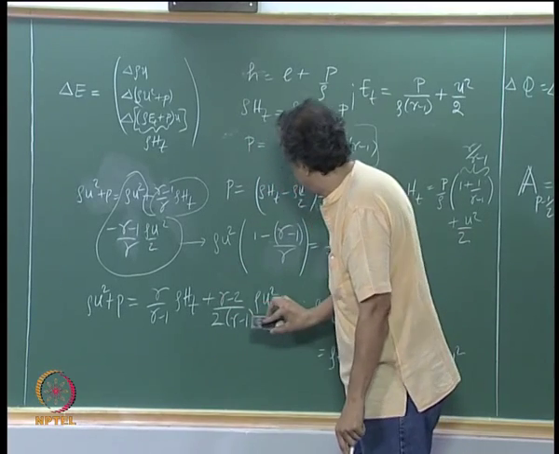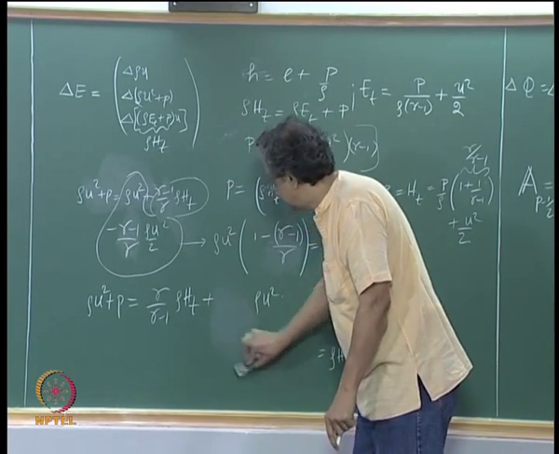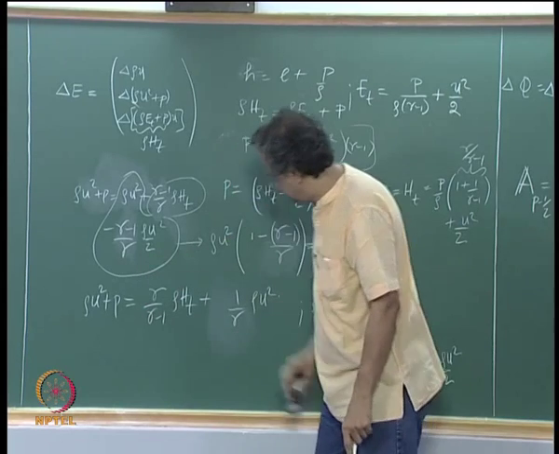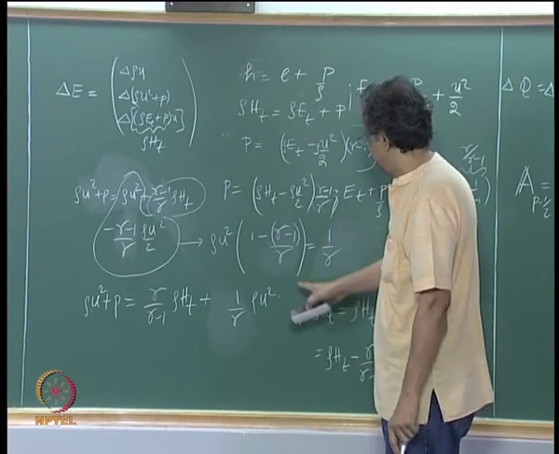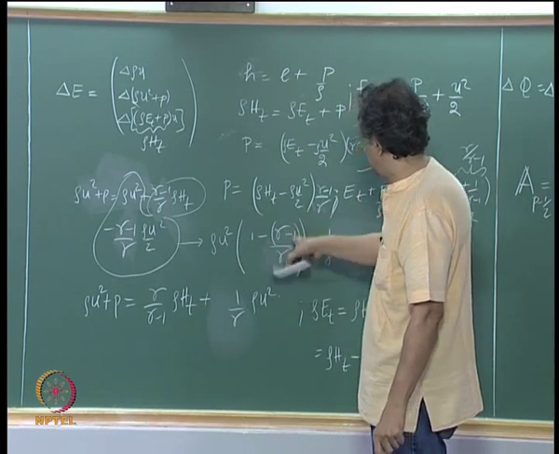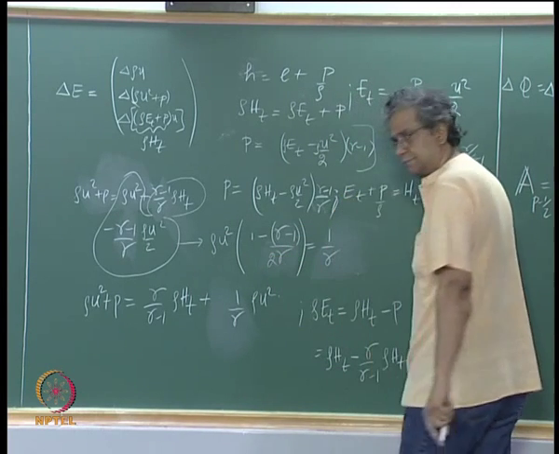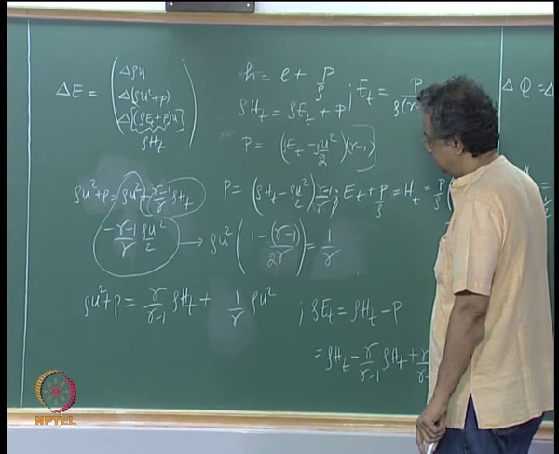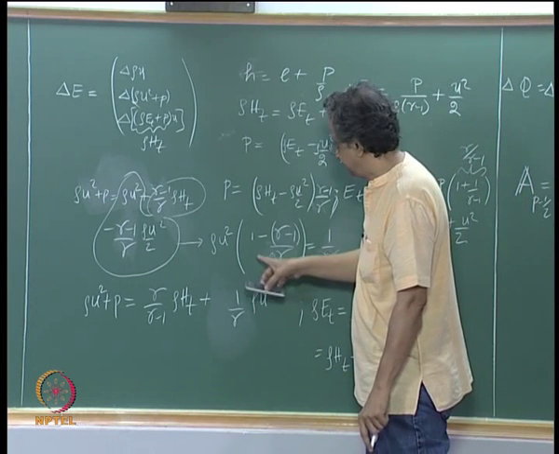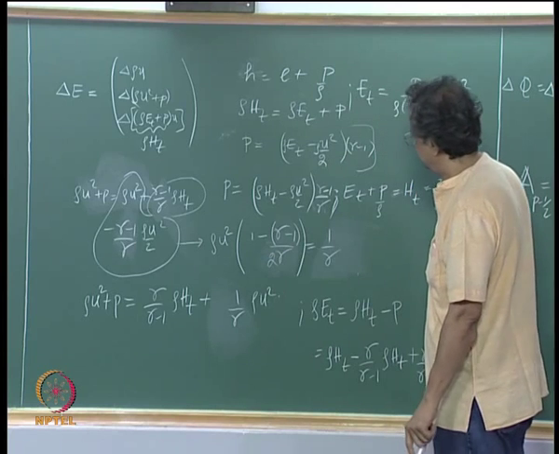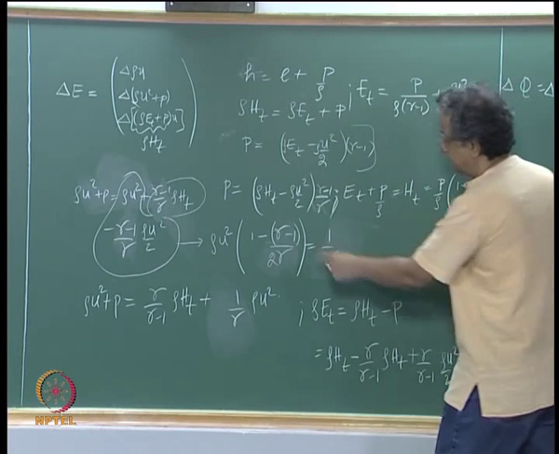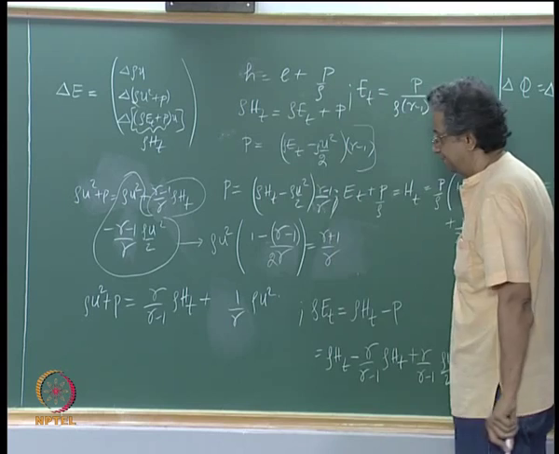Rho u squared plus p will give me a 1 by gamma. And this is a gamma minus 1 by gamma. This is gamma rho u squared by, this is 2 gamma. Two gamma minus gamma gives me a gamma minus 1. Gamma plus 1, minus of minus, gamma plus 1. Okay, I am willing to live with that.